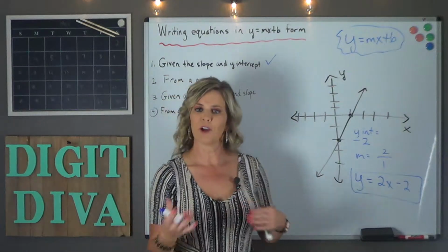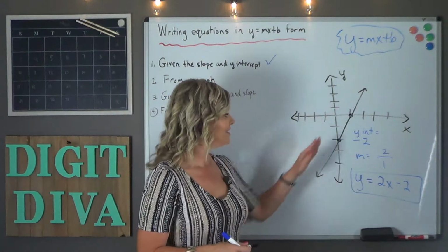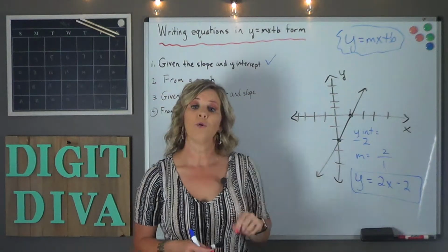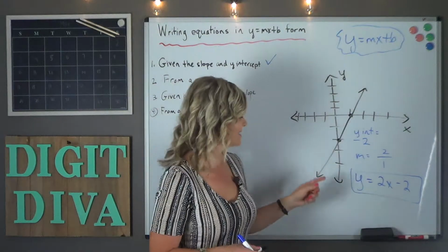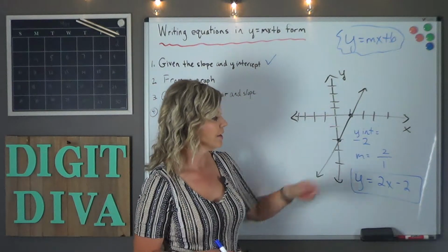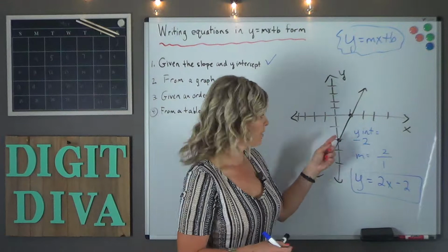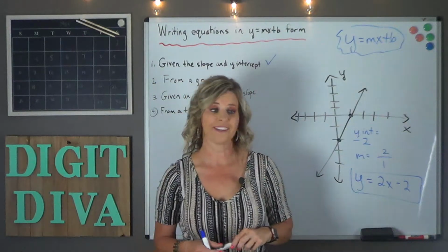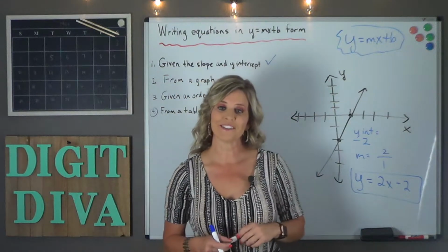Okay? So let me go back over those steps. So you're given a line. The first thing you can do is you can determine the y-intercept. Where does that line cross the y-axis? Okay, and it was at -2. And then our slope, we count from point to point. We came over 1 unit and up 2 to get to that point. So our slope was a +2.